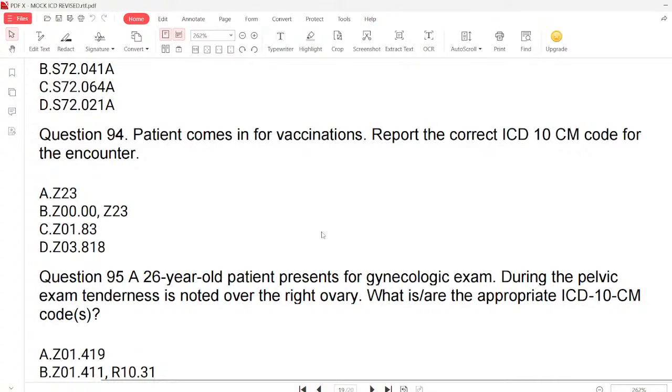Correct answer, Monica, is Z23. Correct answer. Others also. Akash, correct. Mohini, correct answer. Rasna, correct.